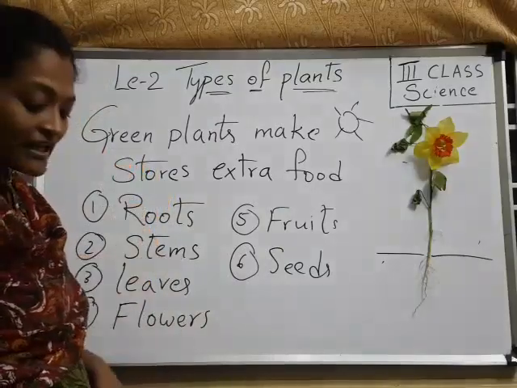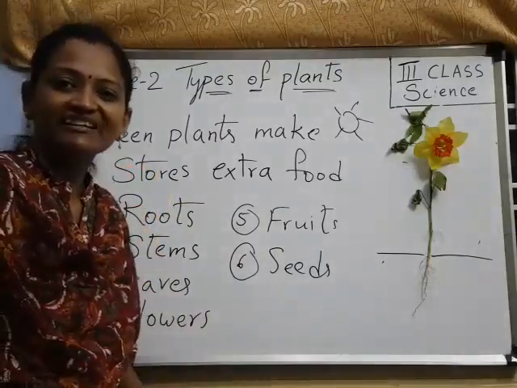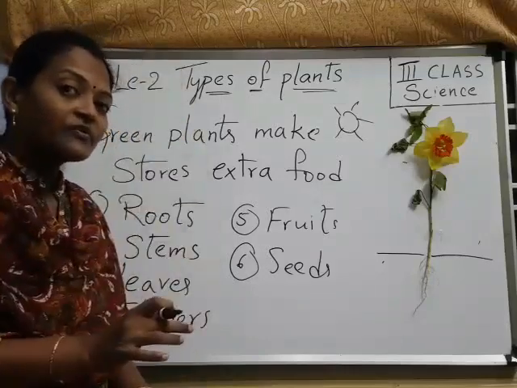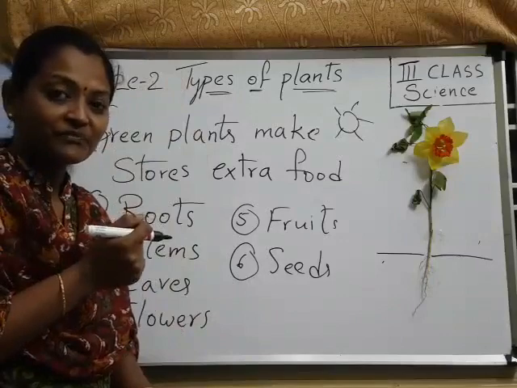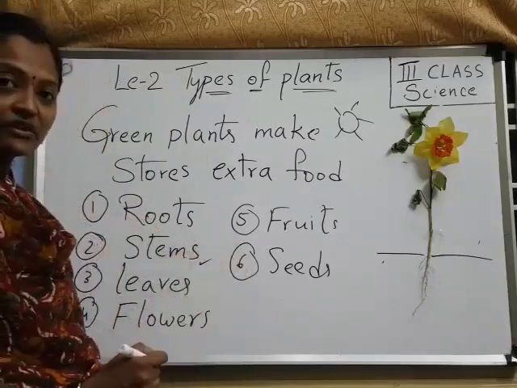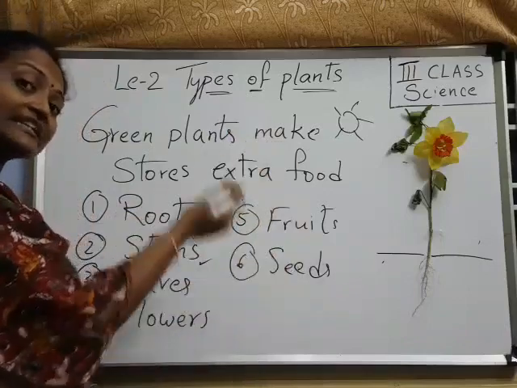And stem, like sugar cane. Have you eaten sugar cane, right? In the sugar cane also, the cane is full of juice, right? Sugarcane is the example for stems. It stores food. The plant stores food in the stems.